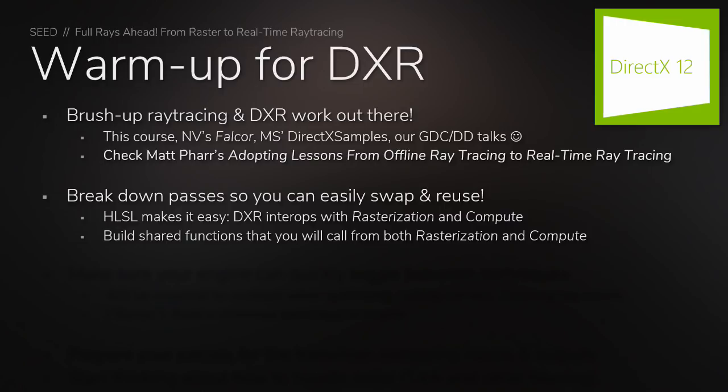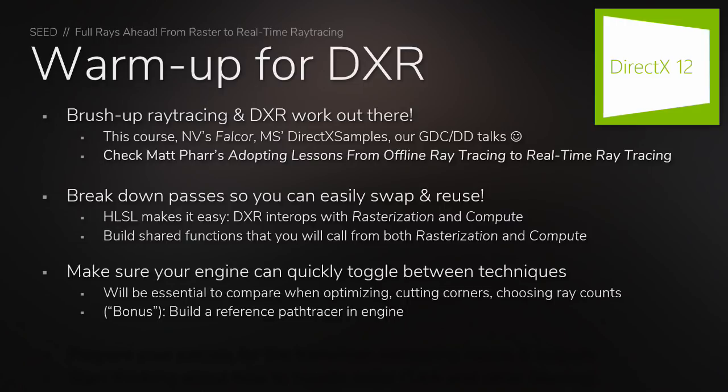So let's get practical. First, you'll need to break down passes so that code can be easily swapped in and out. By that I mean you can reuse code between the various stages. With HLSL, it's easy because of the interop between raster, ray tracing, and compute. So you'll want to start building shared functions that you can call from any stage, for example material evaluation, lighting code, and various helpers like that.